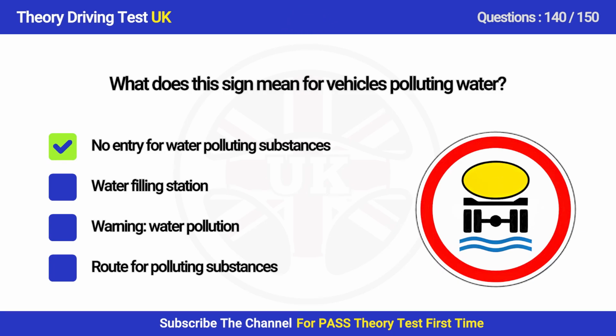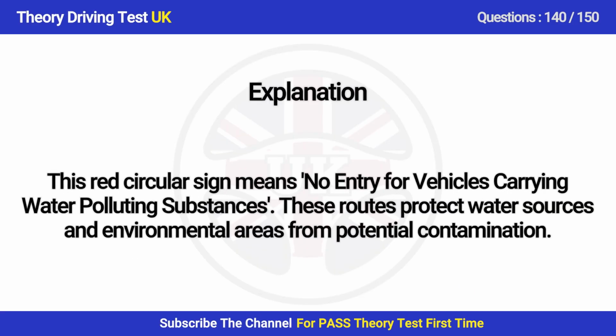Answer is A. No entry for water polluting substances. This red circular sign means no entry for vehicles carrying water polluting substances. These routes protect water sources and environmental areas from potential contamination.